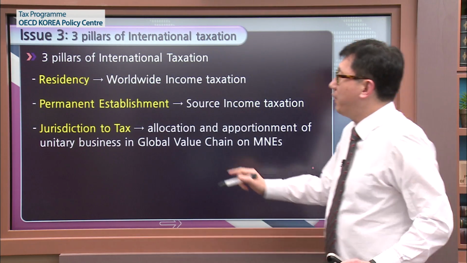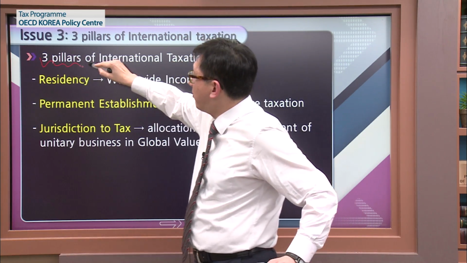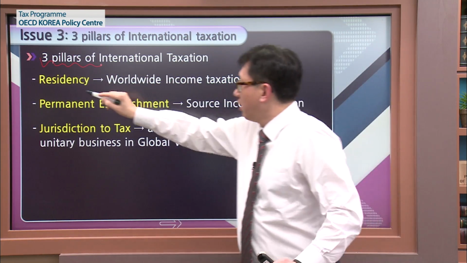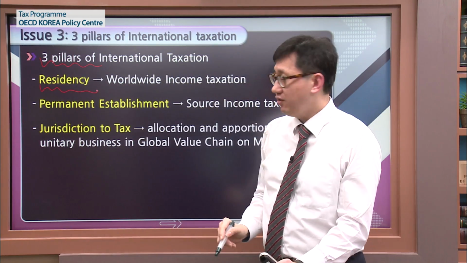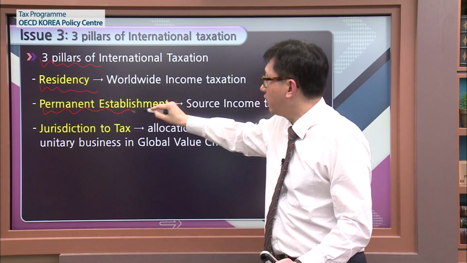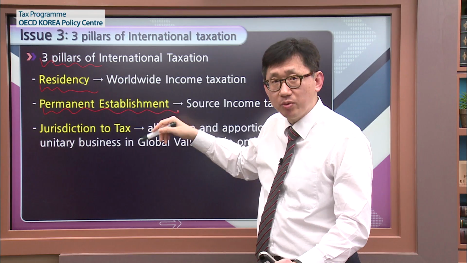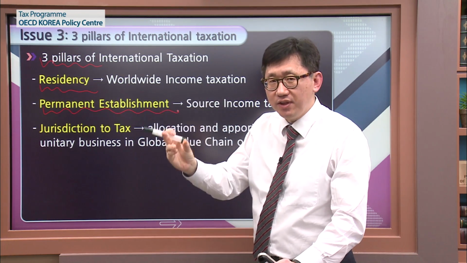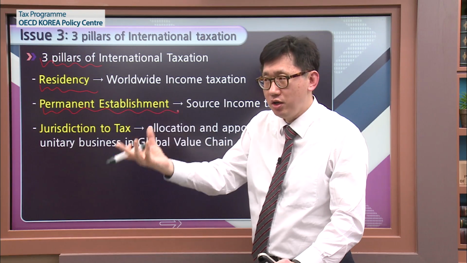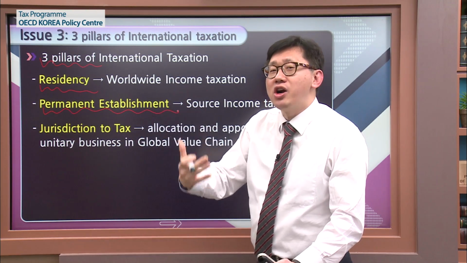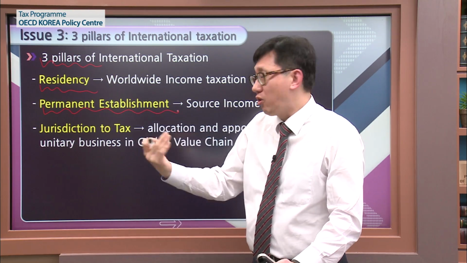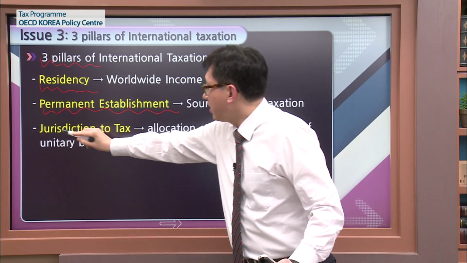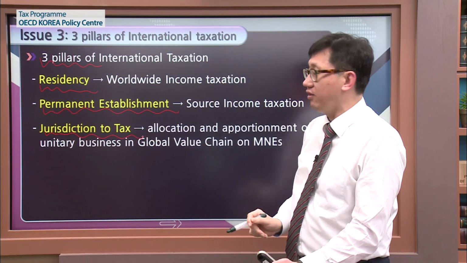Again, there are three pillars, three very important concepts of international taxation. First is residence, and second is permanent establishment. By way of international investment, foreign direct investment, when they establish a factory or branch office or another form of assets in the local market, that is classified as a permanent establishment. And third is jurisdiction to tax.